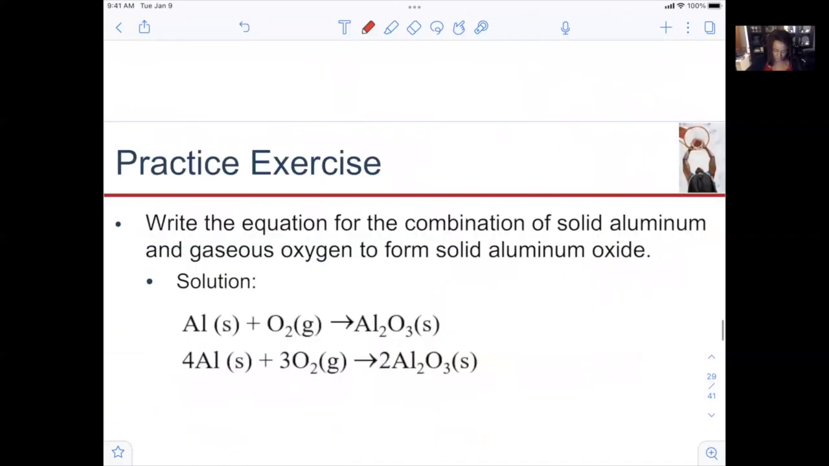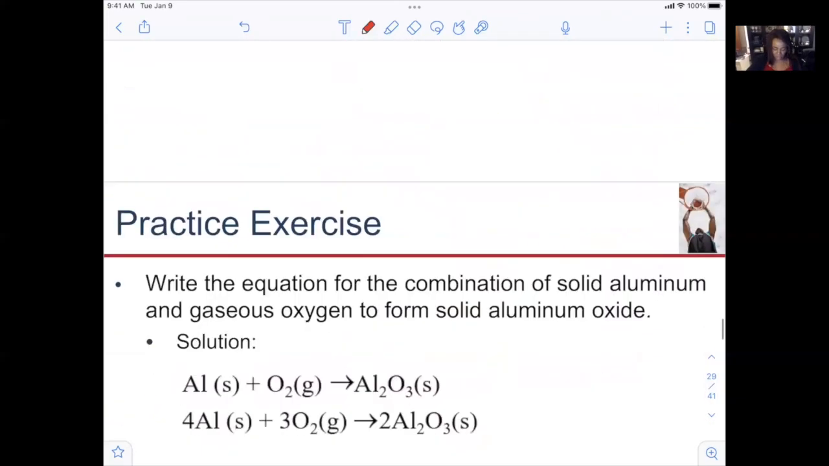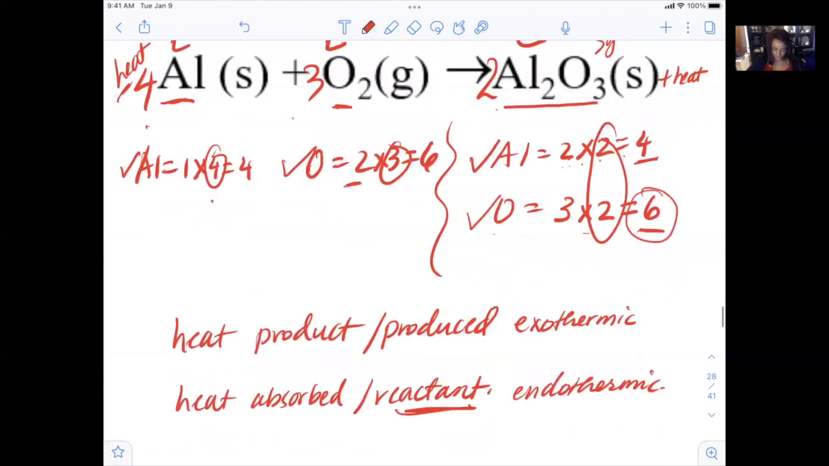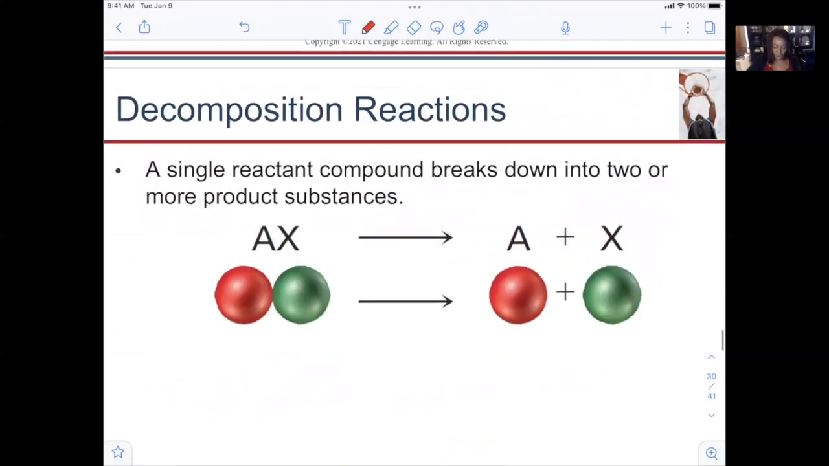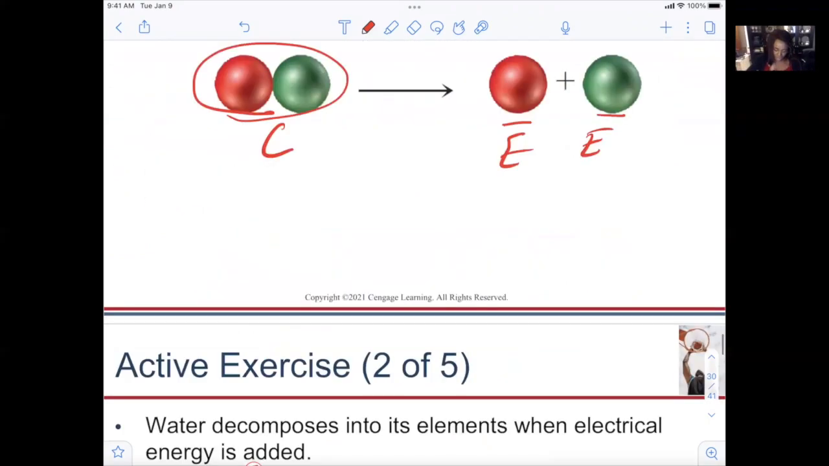Okay, let's see. Oh, we're to balance this, right? 4, 3, 2. Oh, we are continuing the types of reactions. Decomposition, that's the one where we have the CEE pattern, right? You can see C, a compound made of different atoms connected together, right? Then E, individual atoms, right there.